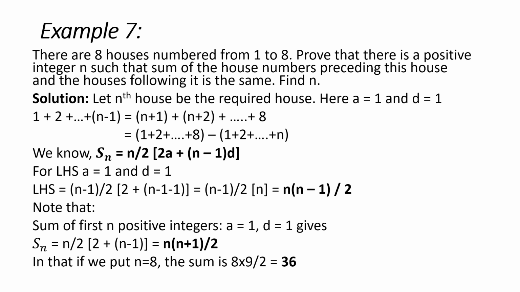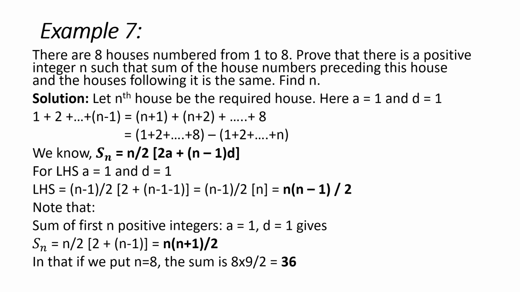Now we know the formula for the sum of n terms. It is Sn is equal to n by 2, 2a plus n minus 1 into d. For the left hand side, first term a is 1, common difference d is 1. So when we simplify that, the sum of the first n minus 1 terms, we get it as n into n minus 1 by 2.